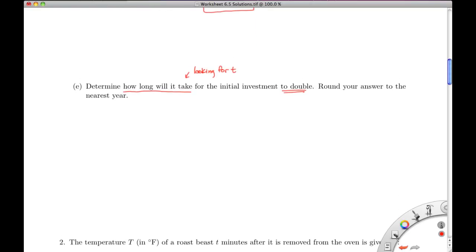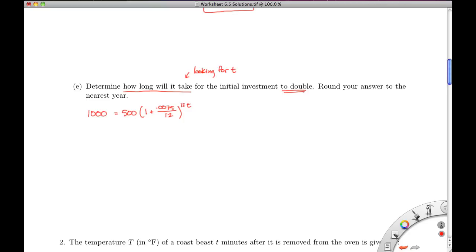So if we're looking for t, we'll have our equation, which is 500 times 1 plus 0.0075 divided by 12 raised to the power of 12 times t, because t is unknown at this point. But we want that initial investment of 500 to double to $1,000. So now we just have to solve this equation for t, and we'll use our strategies for solving exponential equations that we discussed in section 6.3 to do this.